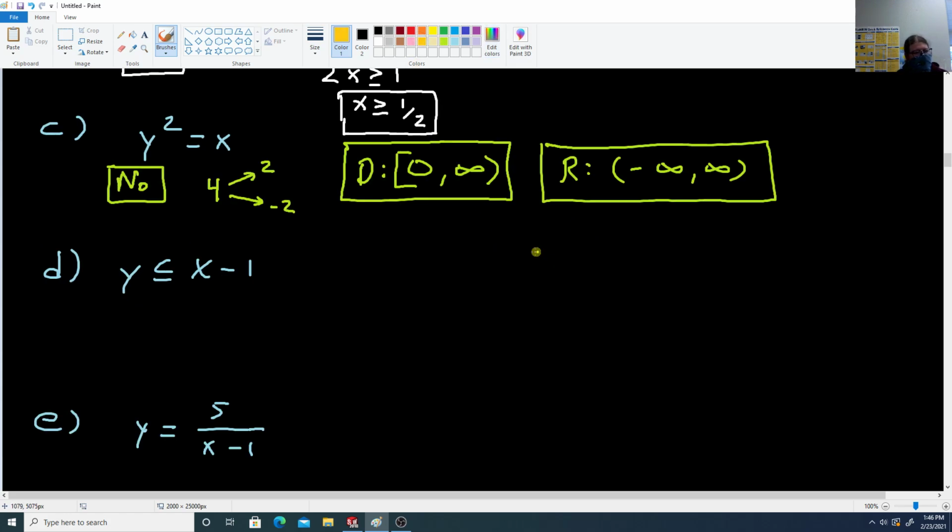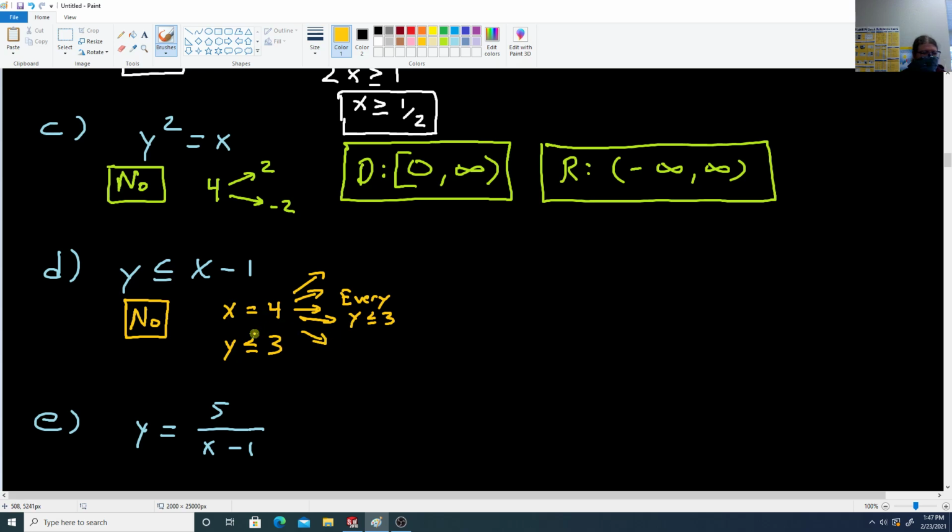All right, so for this one, this is not a function. How we can do this is, let's just choose an easy to work with x value, like x equals 4. If we look at x equals 4, the equation becomes y is less than or equal to 4 minus 1, which is 3. So x equals 4 is being sent to every y less than or equal to 3. And there are infinitely many y's that are less than or equal to 3.